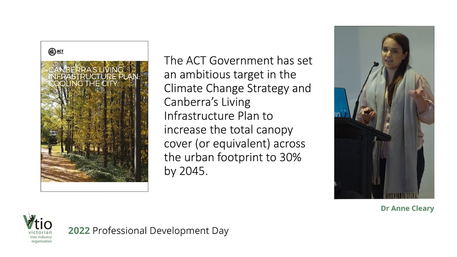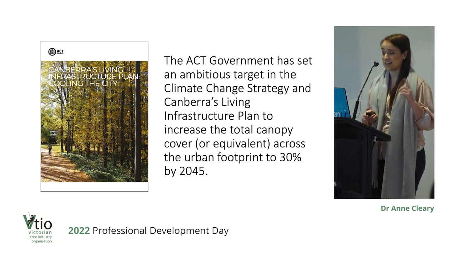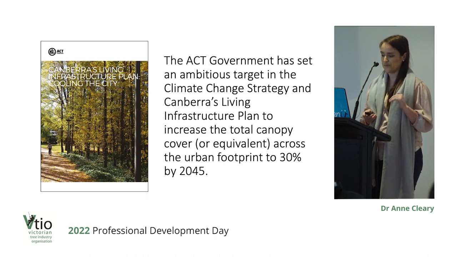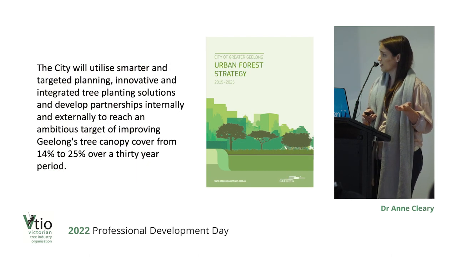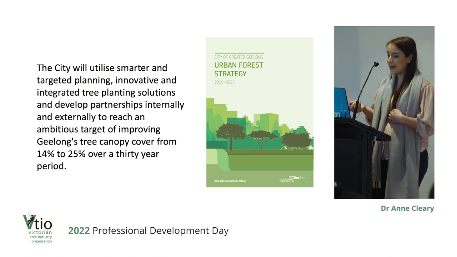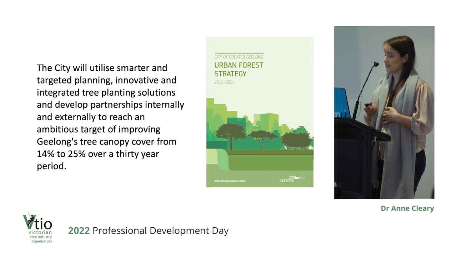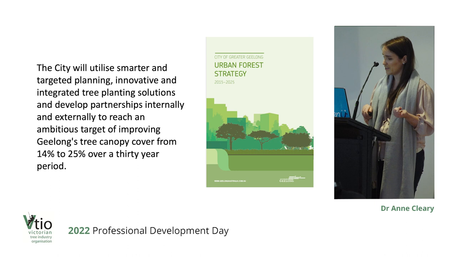And we're starting to see this. I'm sure you've come across the 30% urban tree canopy somewhere, because it's starting to be picked up quite a lot. So for example, in the ACT, they've had this 30% tree canopy target by 2045. I looked up Geelong just out of curiosity, seeing as this is where we're speaking, and they have a 25% urban canopy target over the next 30 years period. Which is interesting that it's 25 instead of 30.